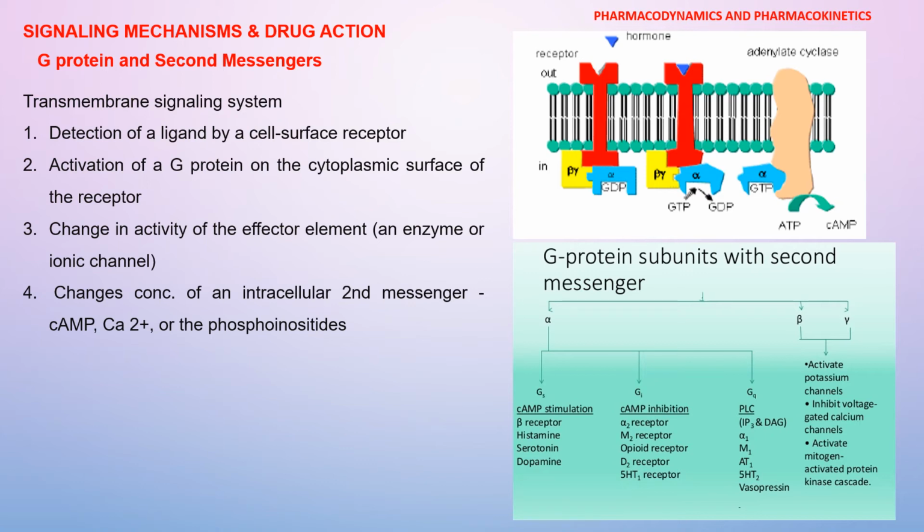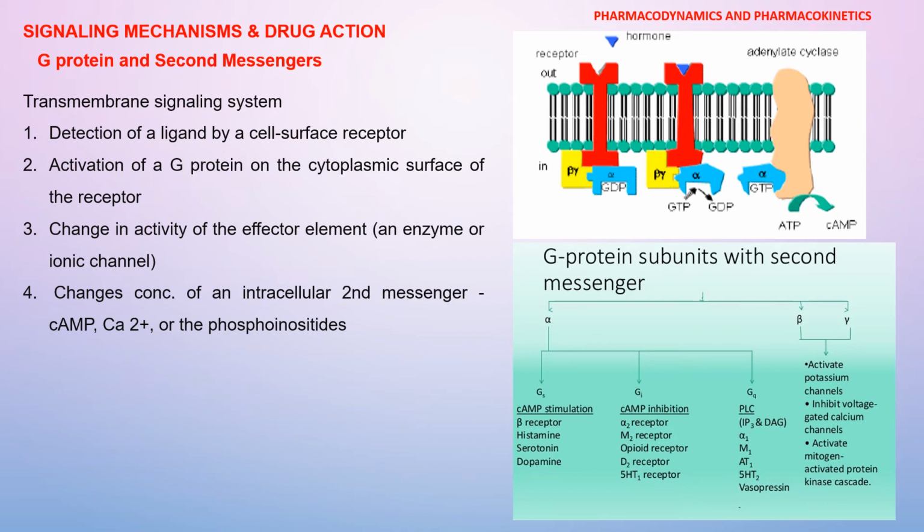Activation of G protein involves binding of GTP to the alpha subunit and release of bound GDP. The alpha subunit dissociates from the trimeric complex and interacts with the effector system to mediate specific responses. This changes the concentration of intracellular messengers like cyclic AMP, calcium, etc.